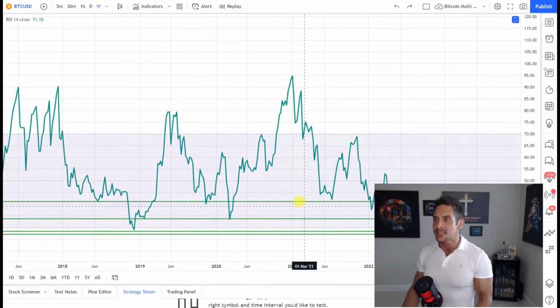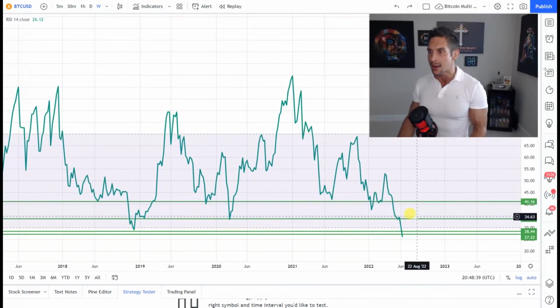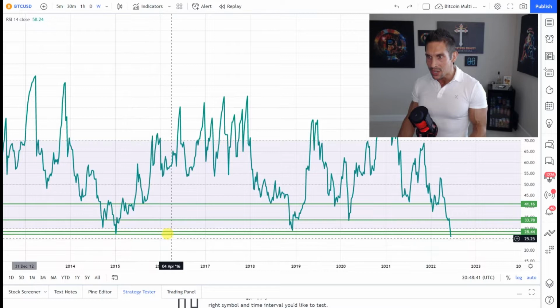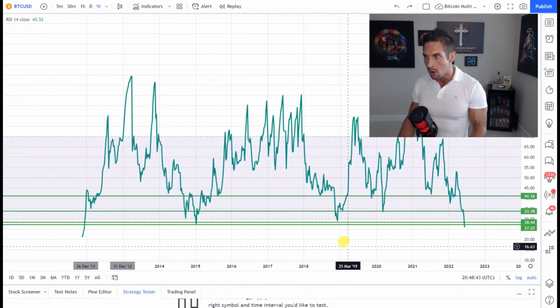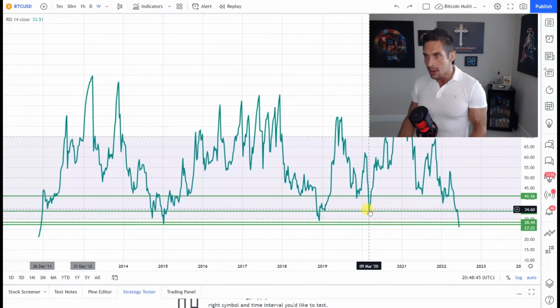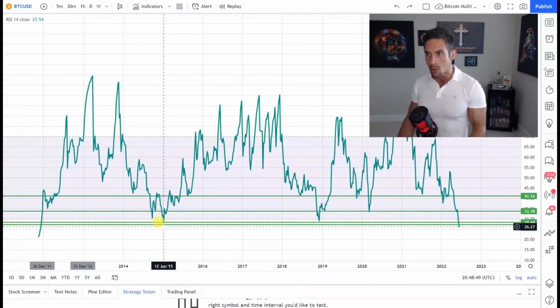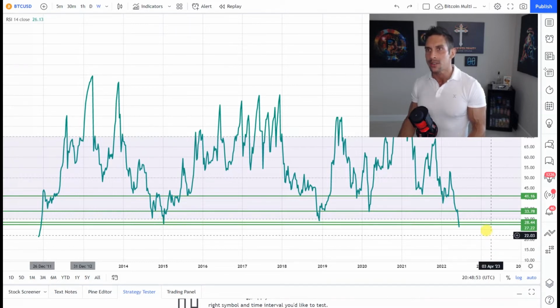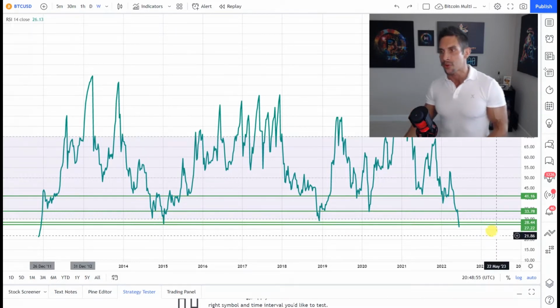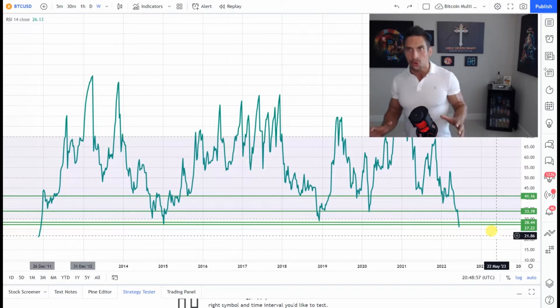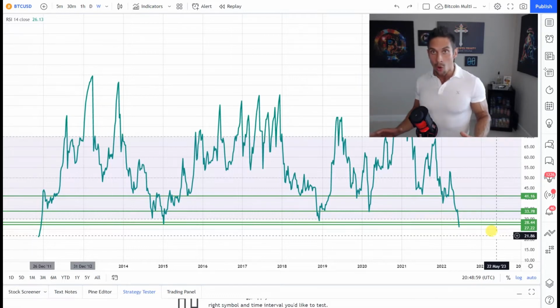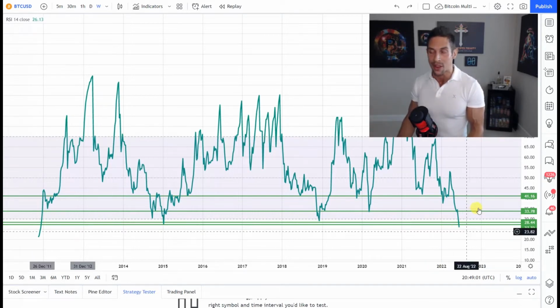Now, this doesn't tell us that we've definitively bottomed. But these green horizontal lines are all areas of prior support. They've all been broken. We even bottomed lower than our January 15 RSI. We're currently sitting at 26.13. We have created an all-new all-time low in the weekly RSI for Bitcoin.